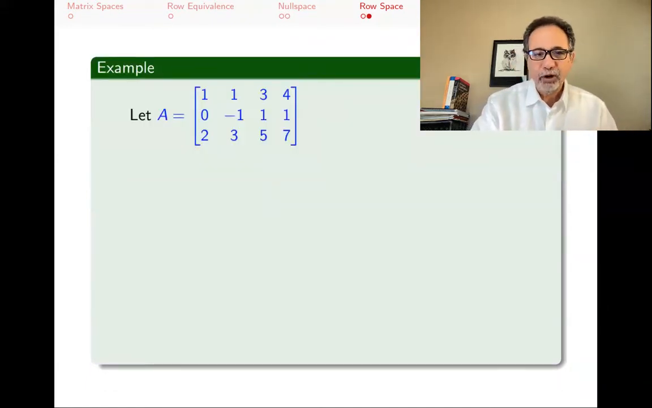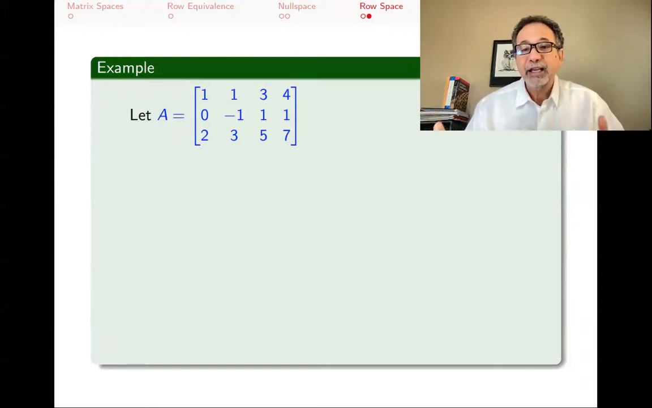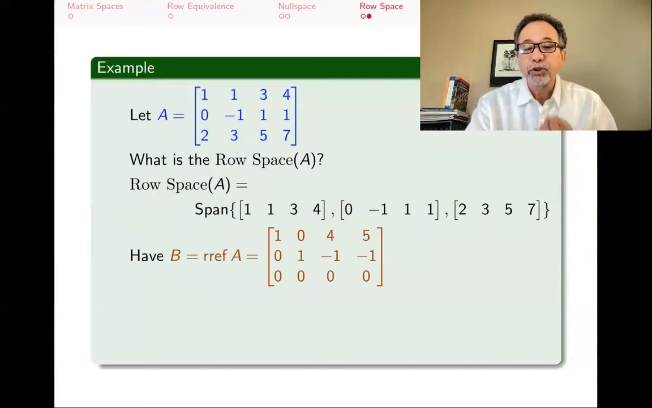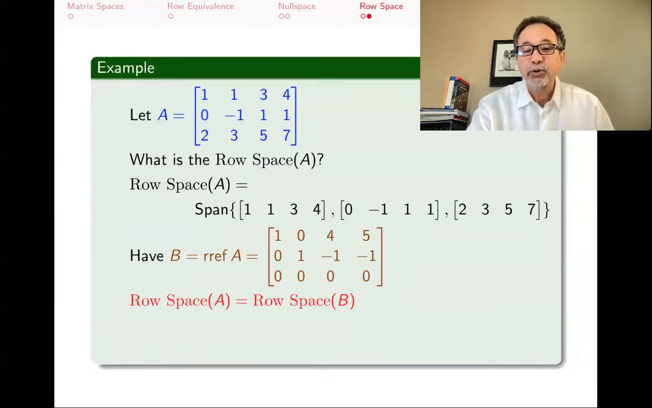Let's go back to our matrix, the 3x4 matrix A, and let's see how we would find its row space. Again, if you want to find the row space, that means the span of the rows. So you could just start with the rows of A as the spanning set, and see if you can find a basis by going through them and throwing out anything that's a linear combination of the ones before. Or you can find the reduced row echelon form of A, and say that the row space of A is the same as the row space of B.